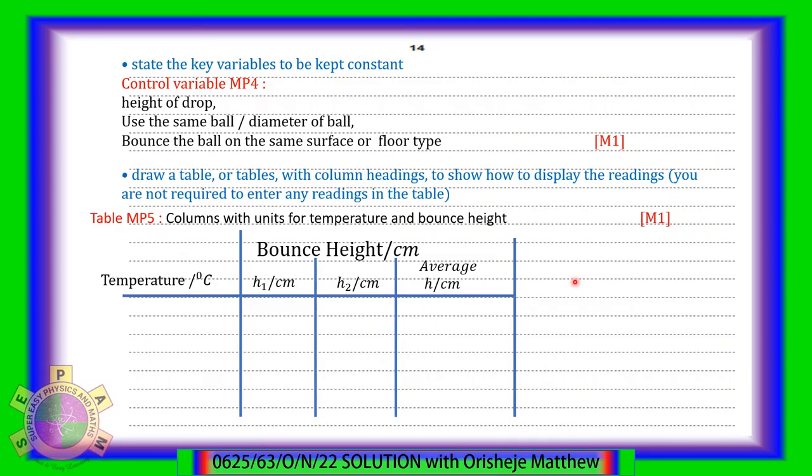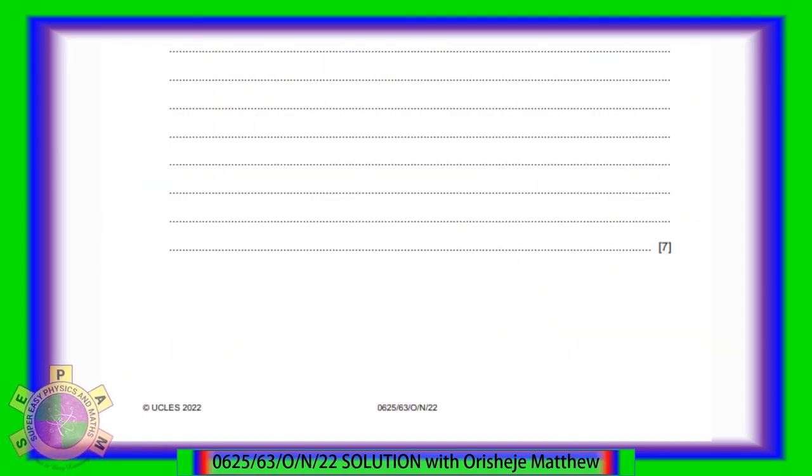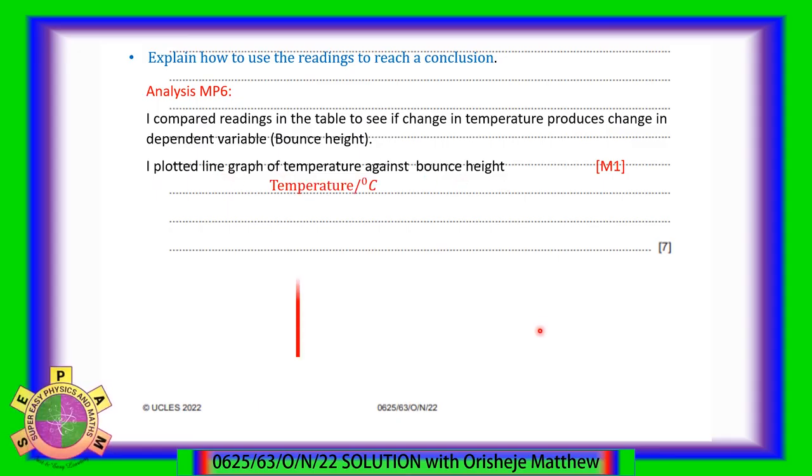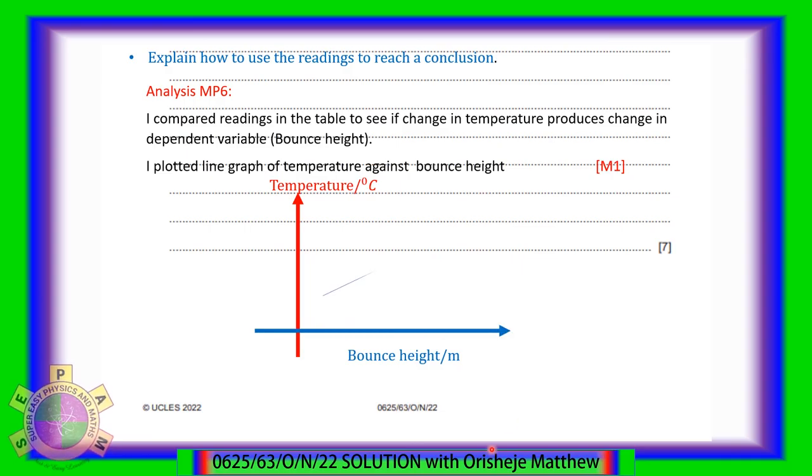So the next thing is the analysis. The last one: explain how you use the readings to reach a conclusion. That is the analysis, that is major point six in this investigation, or practical planning of investigation. Now, first thing, I compare the readings in the table to see if a change in temperature produces a change in the bounce height. Then next, I plot a line graph of temperature against bounce height. You can just do a sketch. So what does it mean? As temperature increases, the bounce height increases. So that is the conclusion.